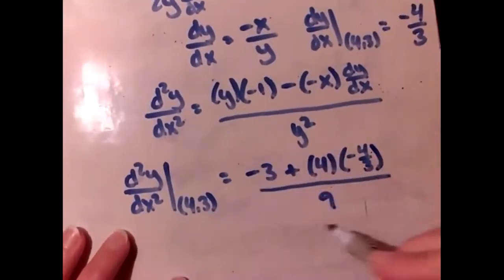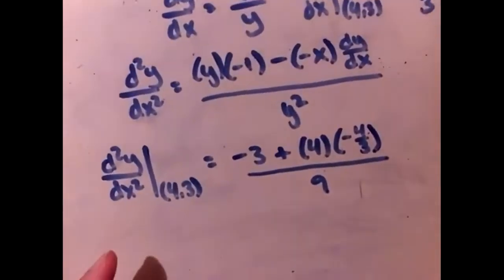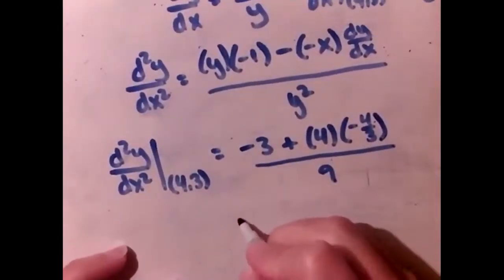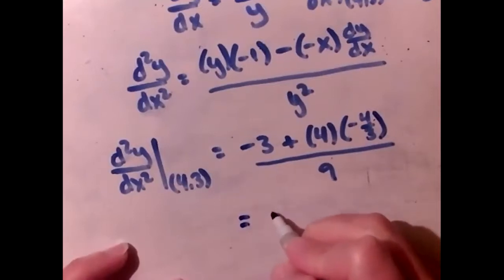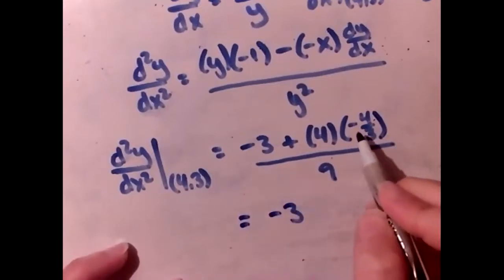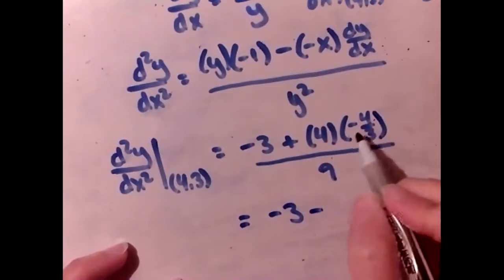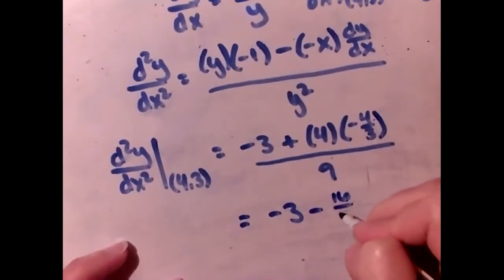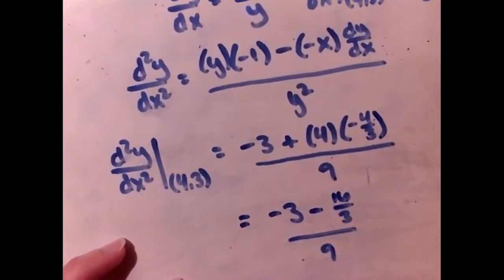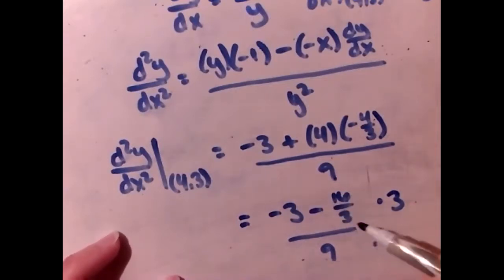Now, if it's free response, you can just stop and leave it like that. But because it was multiple choice, we have to keep going until we figure out which answer choice we want to pick. So this would be -3 minus 16/3 over 9. And there are multiple ways you can get through this. What I would probably do is just multiply the numerator and the denominator by 3 to cancel out that fraction.